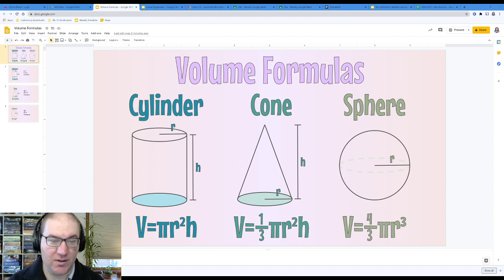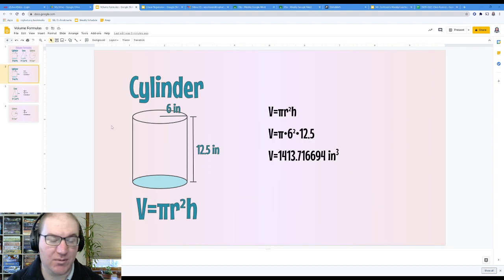To do this formula, all you need to do is take the numbers from the problem. Like in this one, we have 6 inches for a radius and 12.5 inches for a height. So all you do is put the 6 in for the R, the 12.5 in for the height, and then you just type that all in your calculator.